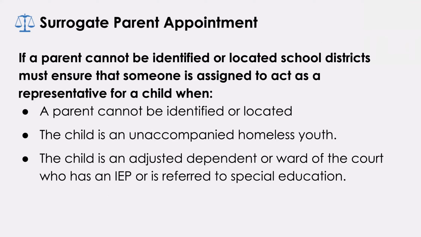Surrogate parent appointment. If a parent can't be identified or located, the school district must ensure that someone is assigned to act as a representative for a child when a parent can't be identified or located, when the child is an unaccompanied homeless youth, or when the child is an adjudged dependent or ward of the court who has an IEP or is referred to special education.